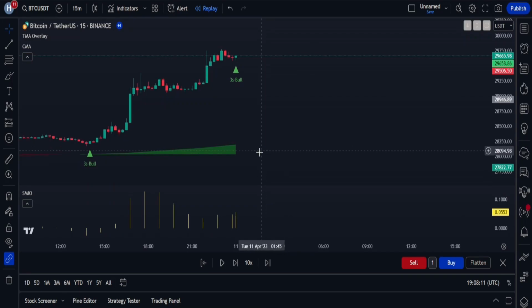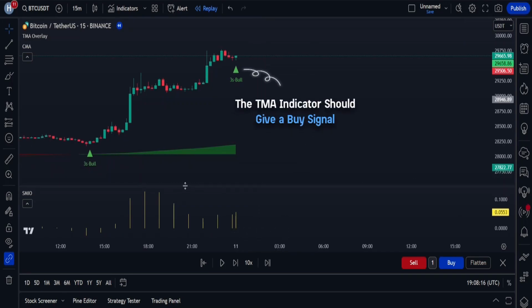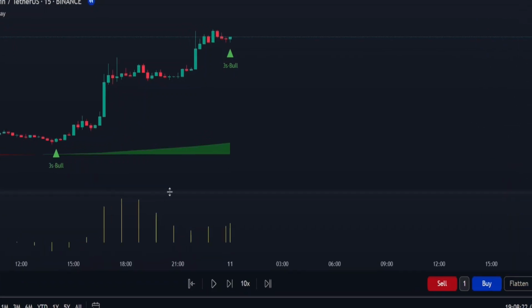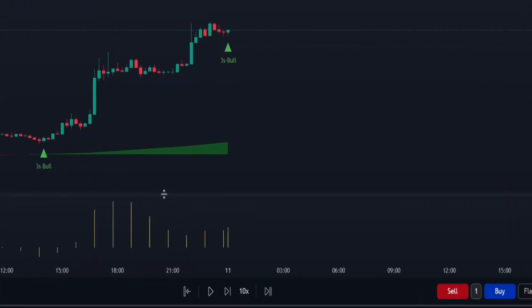To ensure the validity of a buy trade, we follow a specific set of criteria. Firstly, we look for a buy signal generated by the TMA Overlay indicator. Once the signal is identified, we proceed with 2 confirmation steps. Firstly, we check that the histogram of the SMI indicator is above 0. So this will be the first confirmation.